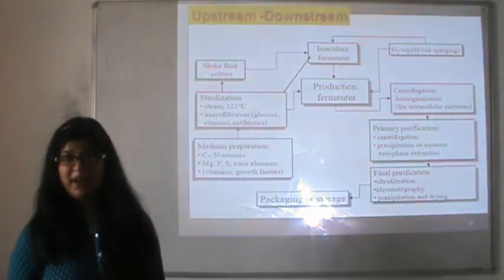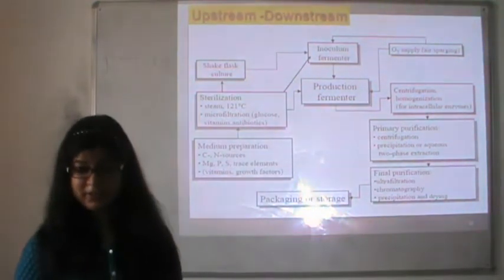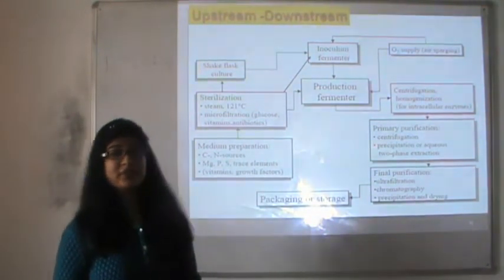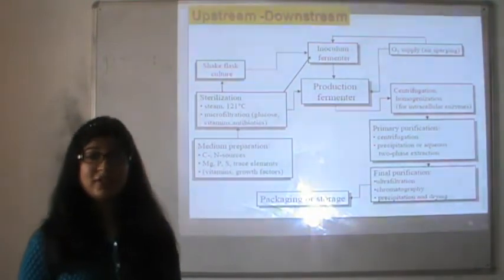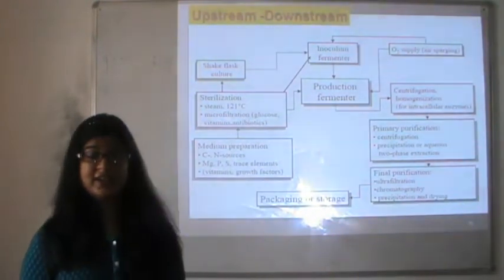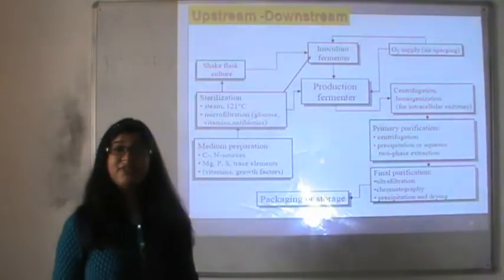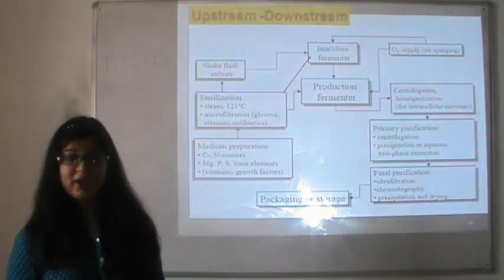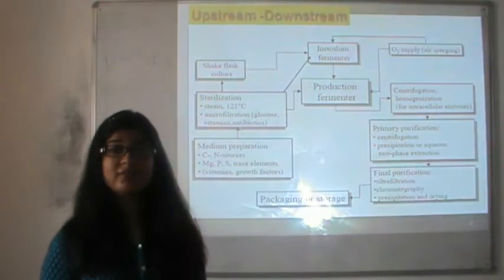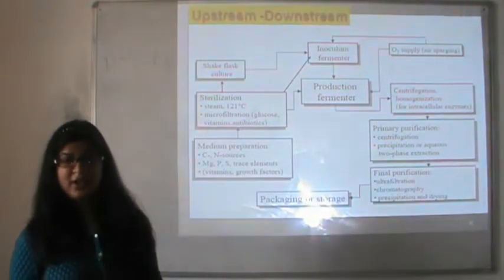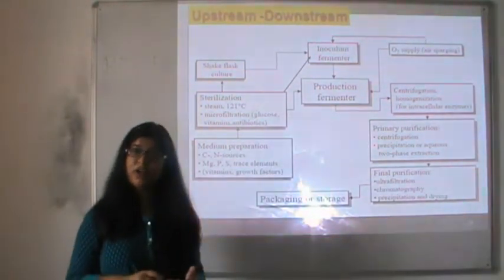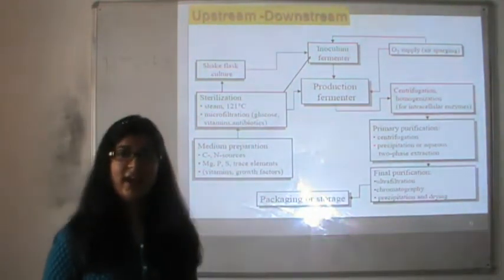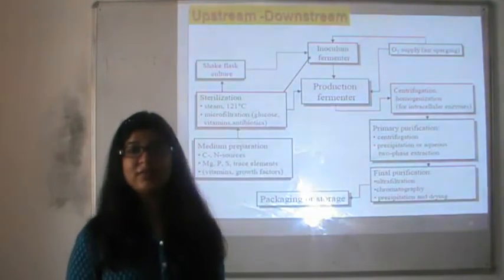First, media is prepared to culture microorganism, then it is sterilized. Sterilization is a very important process in bioprocess, because if media is not sterilized, if any contaminant is there, then it will consume our medium and it can outgrow our organism of interest. So sterilization is done by autoclaving at 121 degrees centigrade and 15 psig pressure.